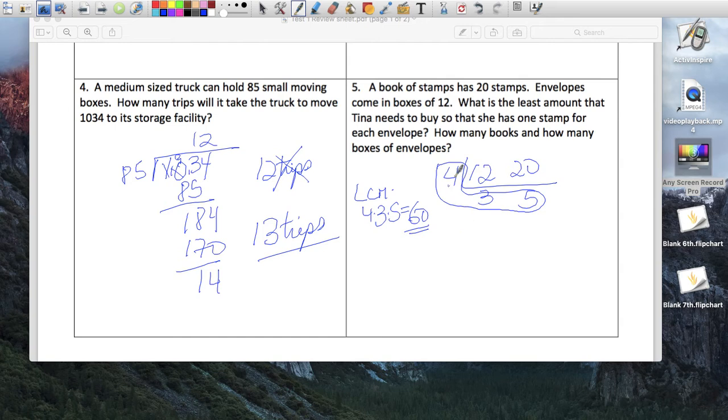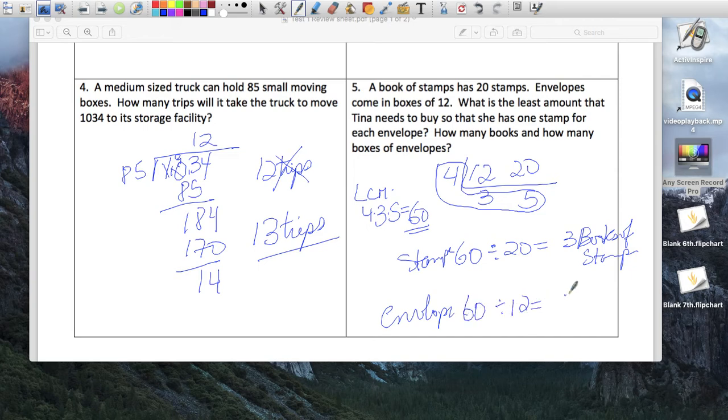So what do I need to do to get 60 of each? Well, I need to buy, well, stamps come in 20s, right? So 60 total divided by 20 means, let me write stamps here, means I need to buy 3 books of stamps. Right? So I have 3 books of stamps. And envelopes, they come in boxes of 12. So I need a total of 60. If I divide it by 12, I get 5 boxes of envelopes. Okay, and that's what I need to buy.